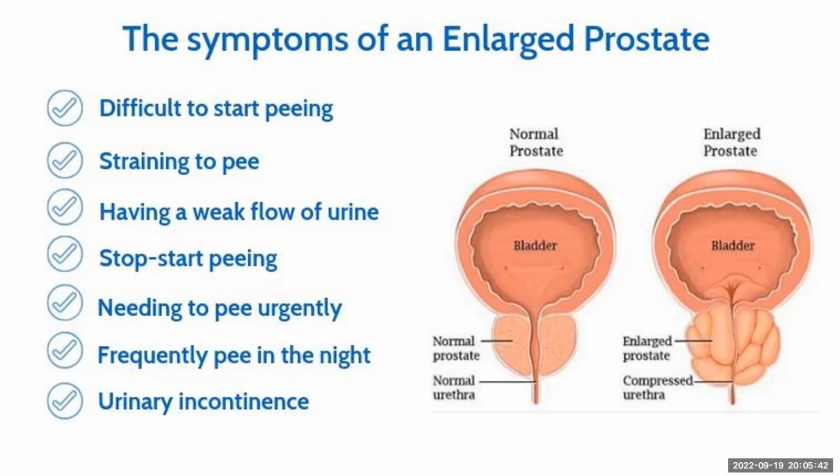pass urine. So BPH is again divided into stage 1, stage 2, stage 3, and stage 4. In stage 1 and 2, we won't do anything. In case of stage 3 as well as stage 4, we'll go for surgery. And what is the surgery for prostate enlargement?